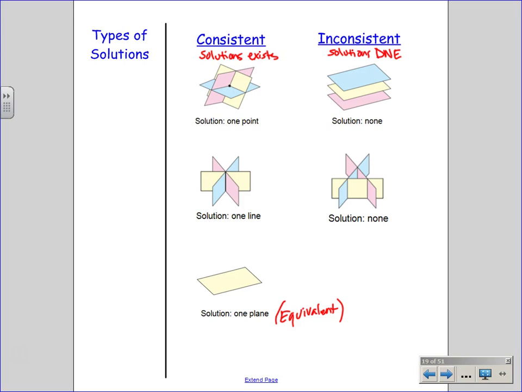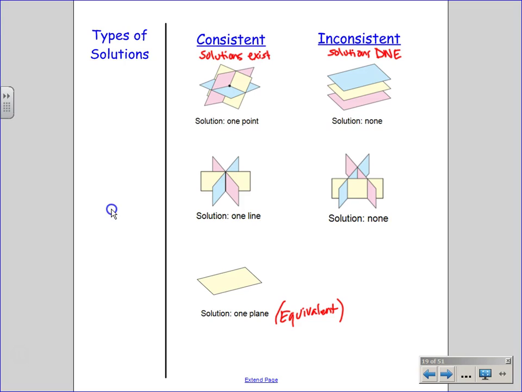What do I mean by DNE? Does not exist. Consistent: solutions exist. They're going to be plural, lo siento, usually plural. We'll say exist. And then inconsistent: solutions do not exist.